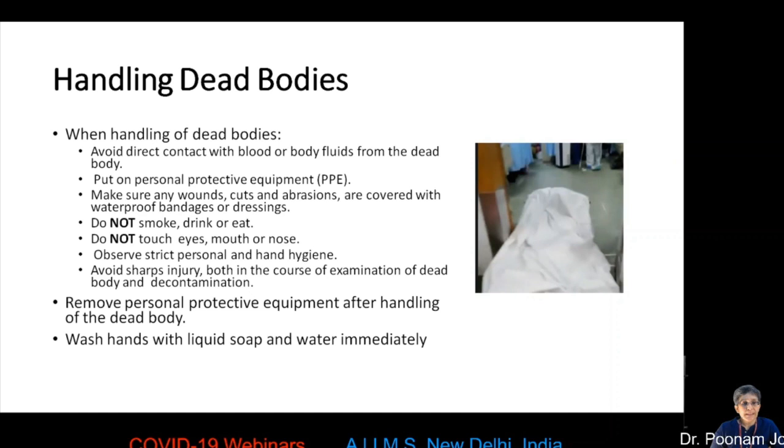Finally, handling the dead bodies. When handling of dead bodies is concerned, we have to avoid direct contact with blood or body fluids from the dead body. Put on personal protective equipment. Make sure that if the healthcare professional has any wounds, cuts or abrasions, they are covered with waterproof bandage or dressings. We are not supposed to be eating, drinking or smoking near the dead body. Do not touch your eyes, mouth or nose. Observe strict personal and hand hygiene. Avoid sharp injuries which can occur during the course of examination of the dead body and decontamination. Remove personal protective equipment after handling of the dead body. Wash hands with liquid soap and water immediately.